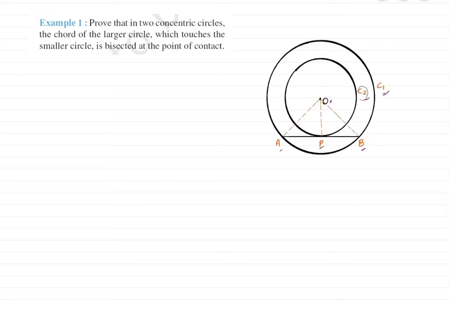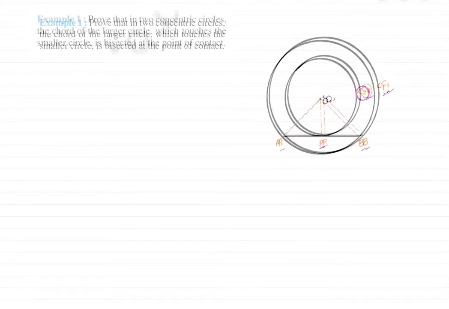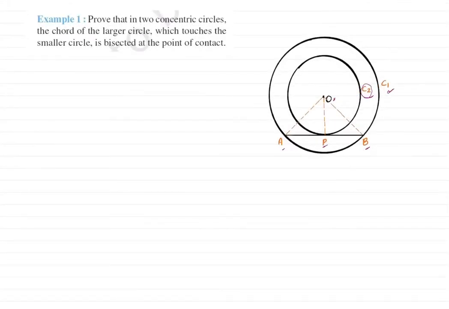It is touching the circle C2 at P, and we have to prove that it is bisected at the point of contact. Since P is the point of contact, we have to prove that it is being bisected at this point P. So we have to prove that P is the midpoint and therefore AP is equal to BP. That is what we are asked to prove in this example. So let's begin by given to prove and see how we are actually going to prove it.